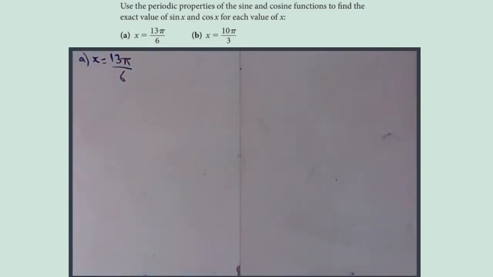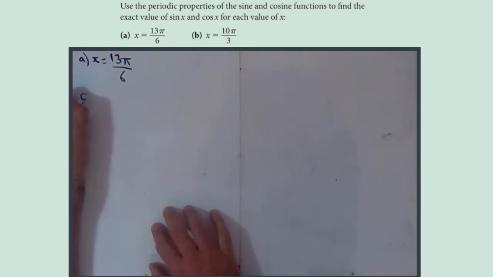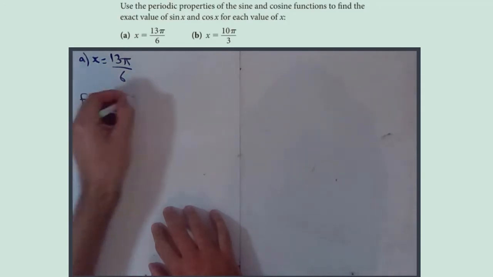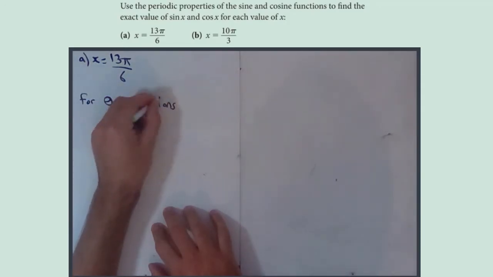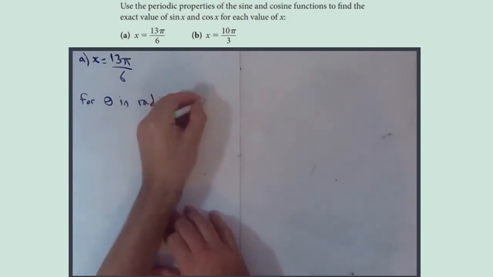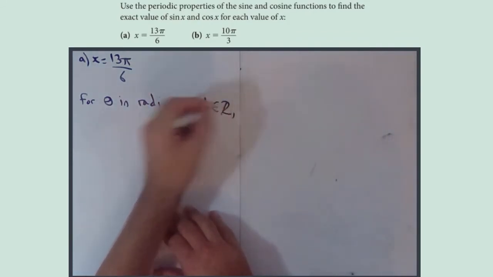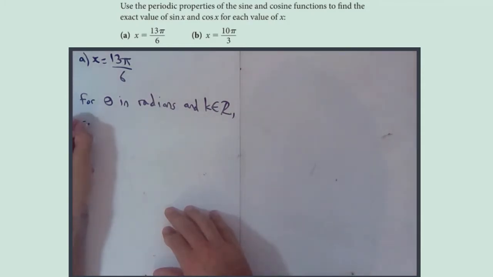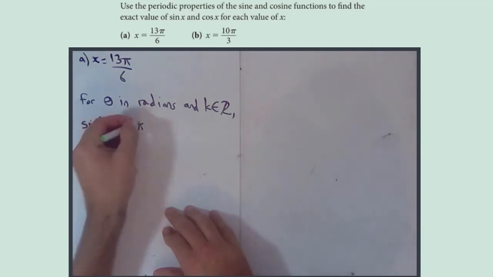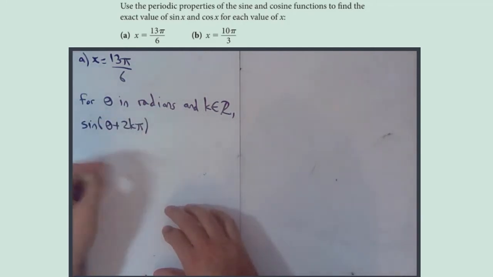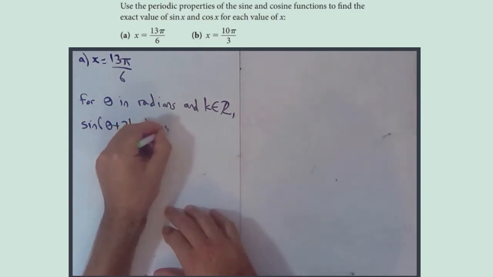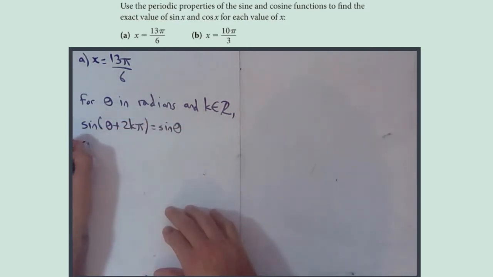This isn't necessarily the only way to do this, but when it says use the periodic properties, you should show that that's what you're doing. And the periodic property is as follows. For theta in radians and integer k, cos and sine: sine theta plus 2k pi just equals sine theta, as is true for cos theta.